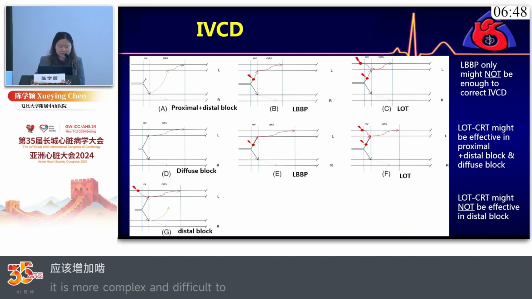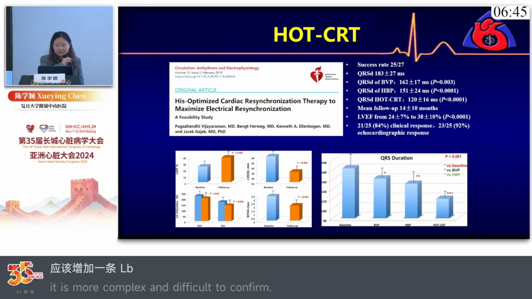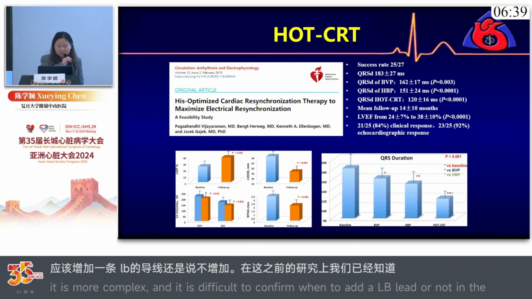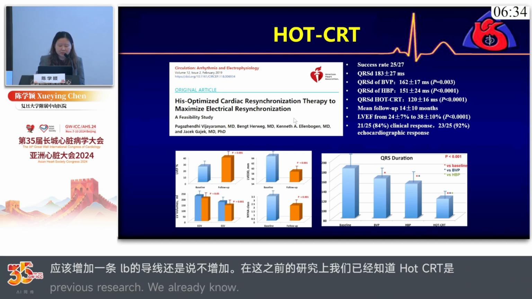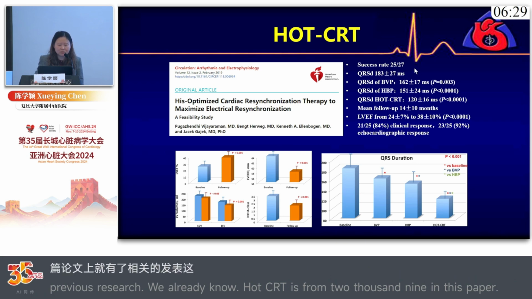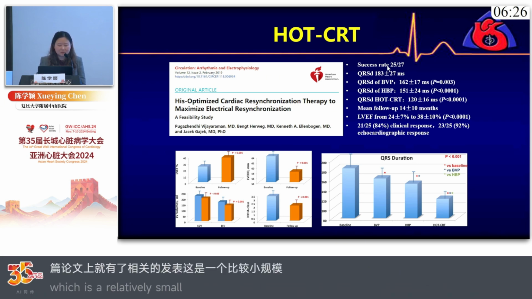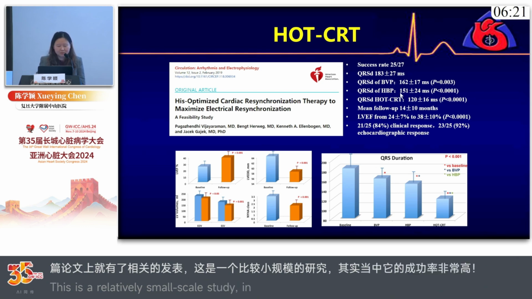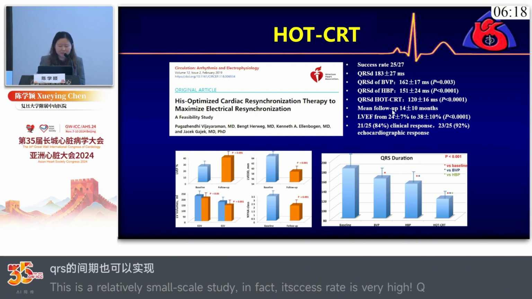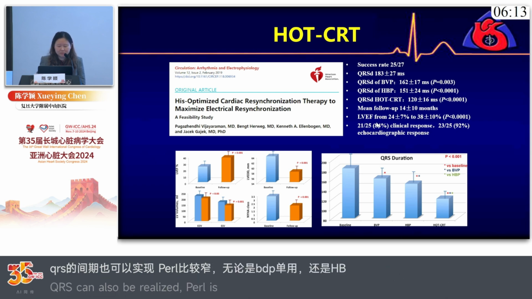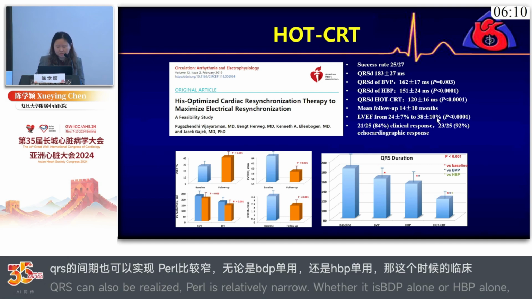And from the previous study, we know HOT-CRT comes from 2019, in this paper. It's a quite small scale study showing that in 27 cases, the highest success rate and the QRS duration can be narrower than BiVP only or His bundle pacing only. And the clinical result seems better than baseline during the follow-up.